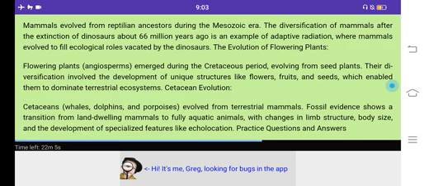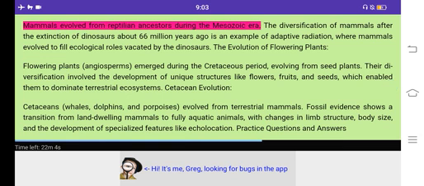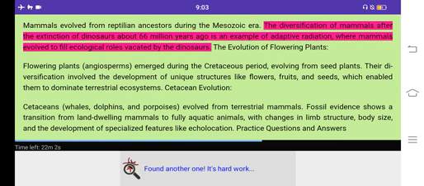Examples of macroevolution. Evolution of mammals. Mammals evolved from reptilian ancestors during the Mesozoic era. The diversification of mammals after the extinction of dinosaurs about 66 million years ago is an example of adaptive radiation, where mammals evolved to fill ecological roles vacated by the dinosaurs.